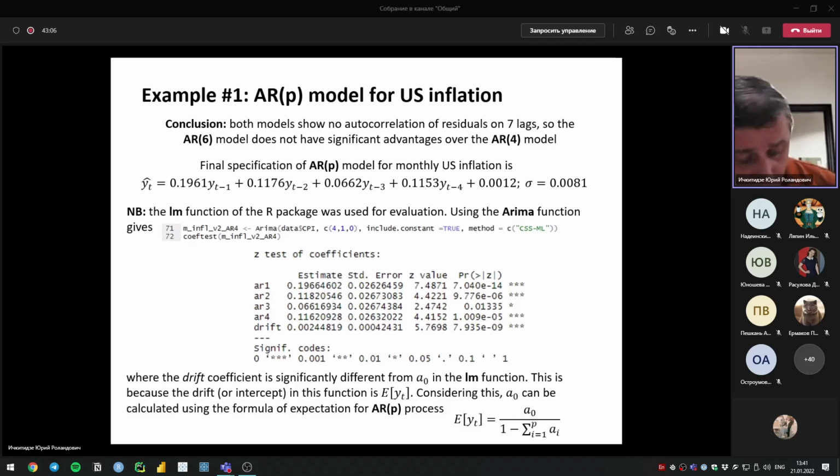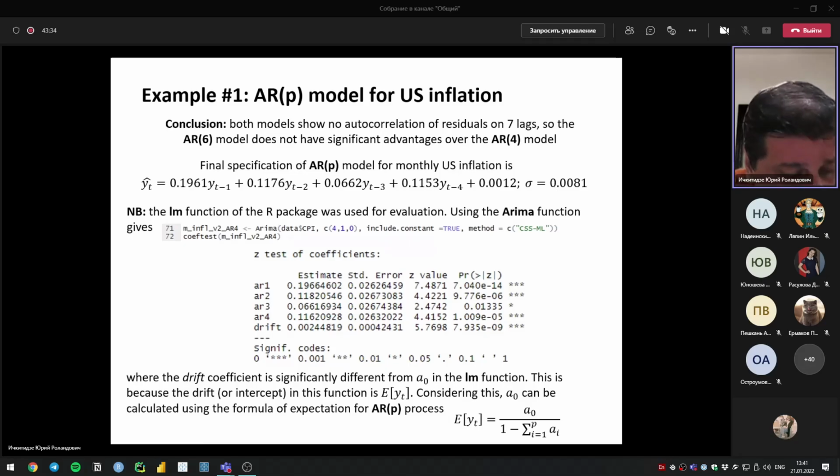So here is the conclusion of our example. The final specification of the IR model for monthly inflation is the IR4 model. Here are the final coefficients of the model, and this is the coefficient of A0, and this is the standard deviation of the residuals.